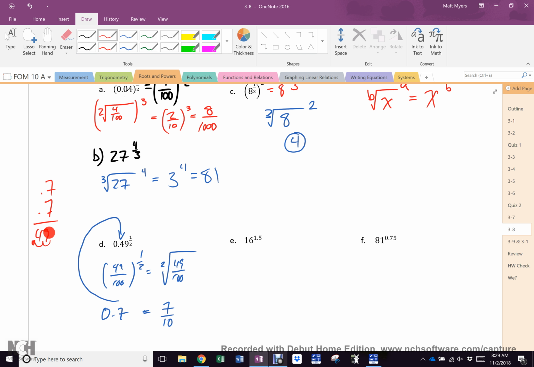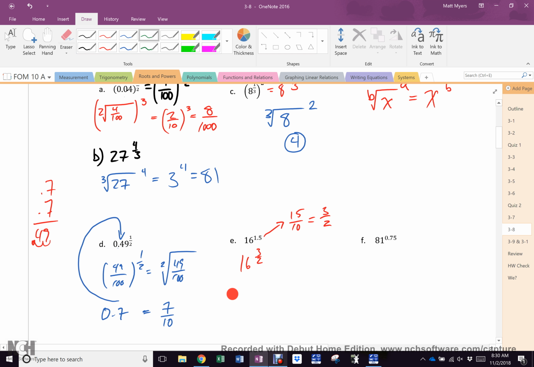Okay? What's different about E? It's a decimal. It's a decimal exponent. But isn't every decimal just a fraction? Yes. What is 1.5 as a fraction? 15 over 10, which you would then do what to? You would simplify it to 3 over 2.